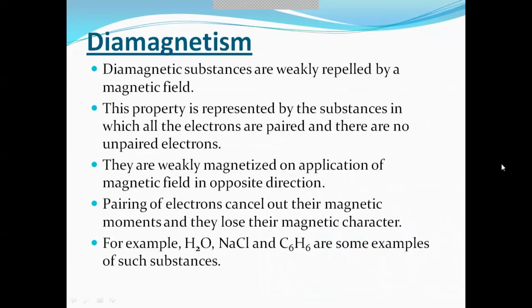Diamagnetic substances are weakly repelled by the magnetic field. Diamagnetism is due to the presence of all paired electrons. If unpaired electrons are zero, then they exhibit diamagnetism.